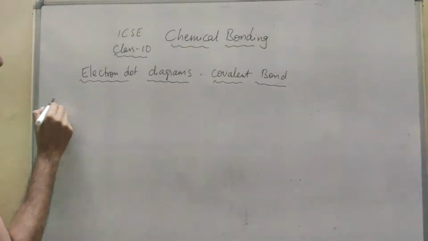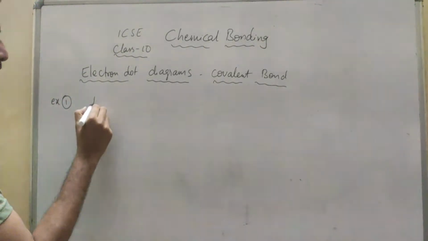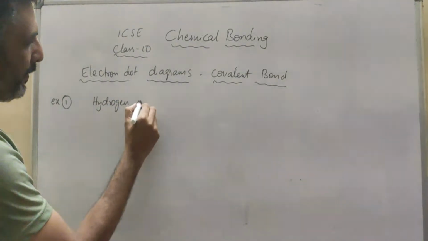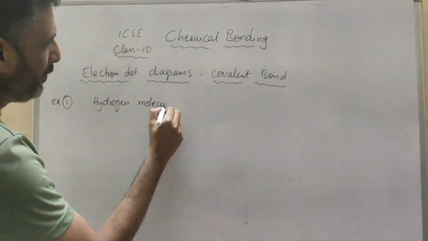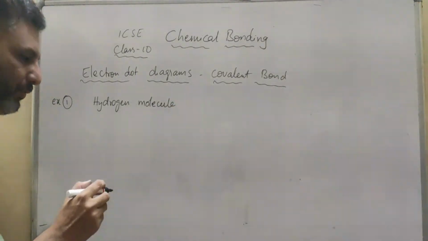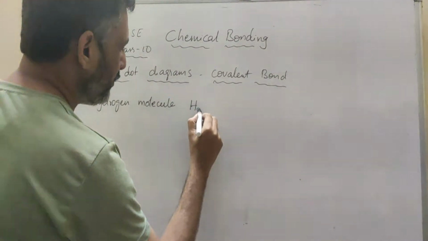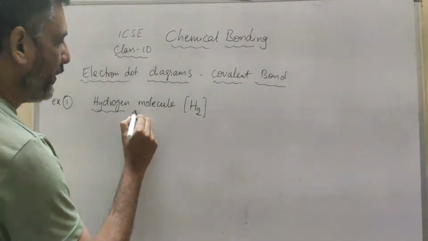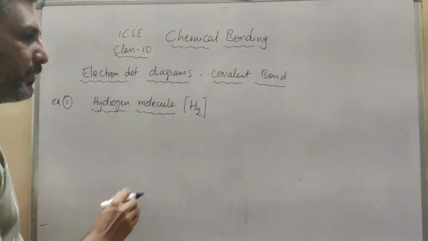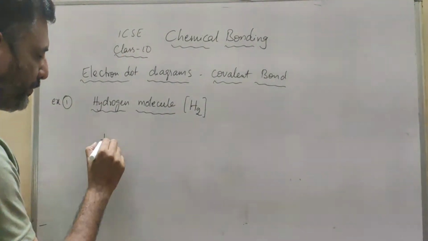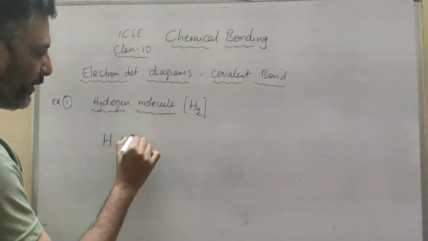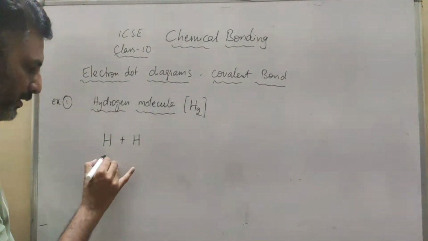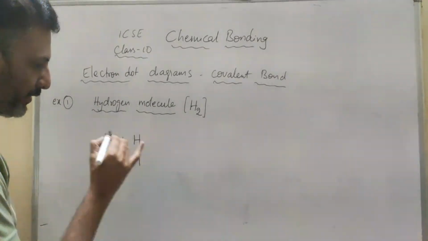Okay, example 1. Hydrogen molecule. We write hydrogen molecule as H2. So this is the molecular formula of hydrogen. Hydrogen molecule. That means two hydrogens are participating in the bonding. Two hydrogen atoms. So this is one atom of hydrogen, this is another atom of hydrogen. So this has one electron, this has one electron.